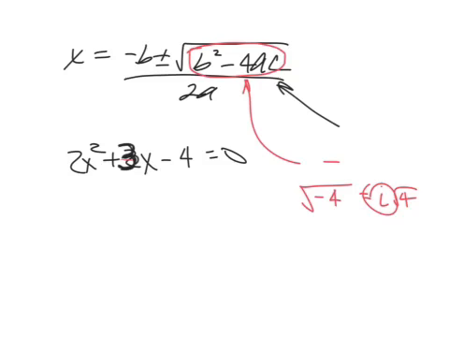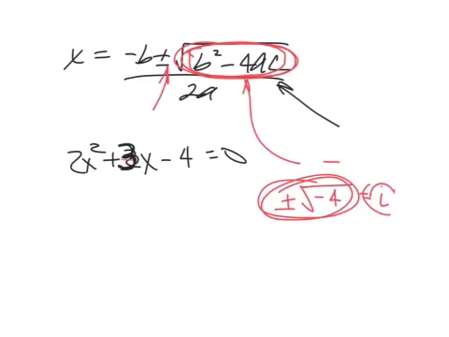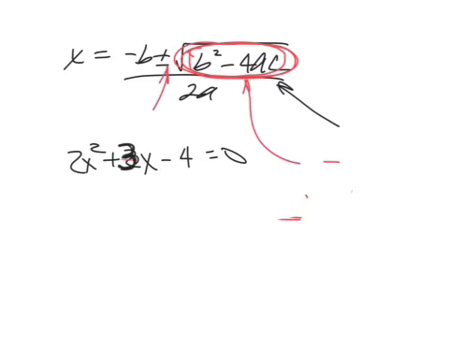So if this number inside this red circle here, when you solve it, is negative, and remember this plus or minus here means that we get two answers, and both of those answers are going to be complex, meaning they have an i in them. So if your answer is negative, you're going to get two answers with an i in your answer.